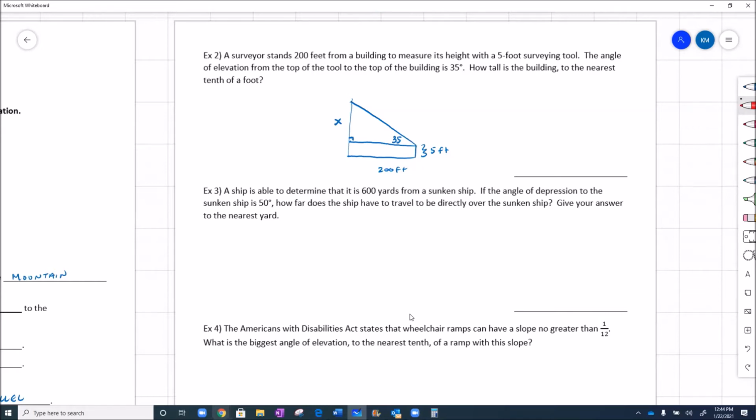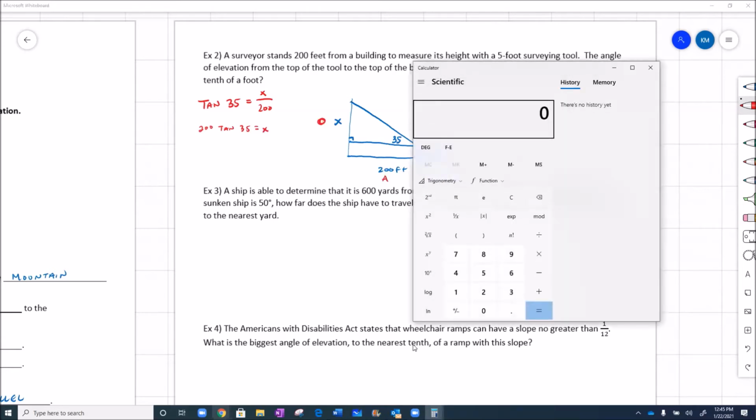We can look at it and say, okay, we want to know the opposite side, and we know the adjacent side here is 200. So as we set up our function, we have opposite and adjacent, which means we're using tangent. And so we'll say tangent of the angle that we're looking at, 35, equals opposite x over adjacent 200. And so we can find out what this x value is by solving, multiplying both sides by 200. 200 tangent 35 equals x. Okay, and my calculator, right? 200 times tangent 35.